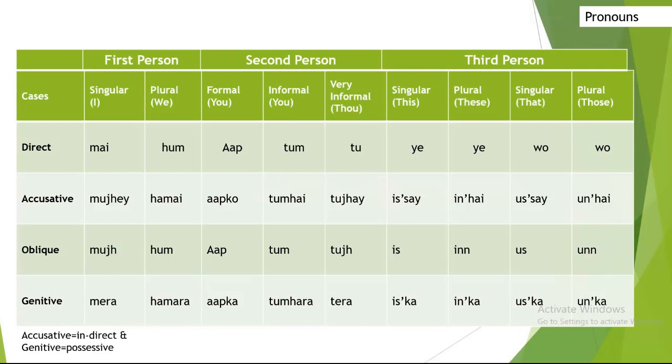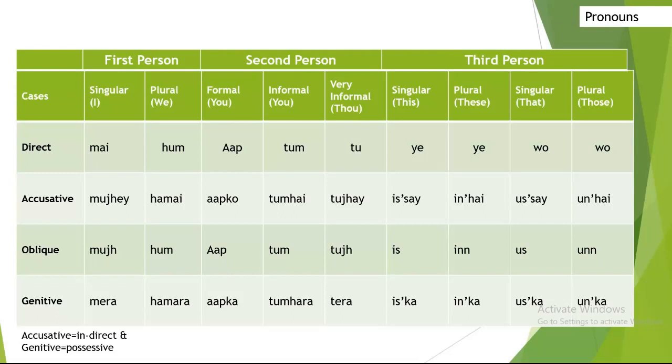The chart that you see in front of you, the table, has on the very left column, cases on the top. So the Urdu pronouns have 4 cases: direct, accusative, oblique, and genitive. Direct, as the name says, is direct speech. Accusative is indirect, and genitive is possessive.